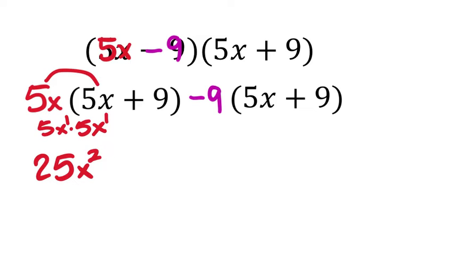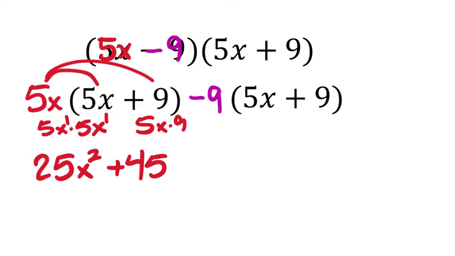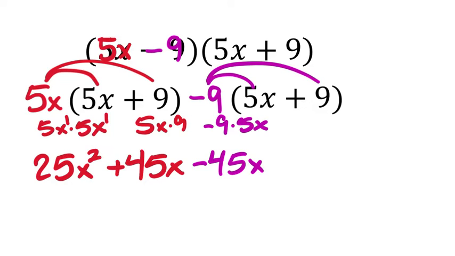And then we got 5x times 9. So 5 times 9 would be positive 45, and then there's only the one x there, so just keep it. Okay, well, negative 9 times 5x, that'd be negative 45x. And then negative 9 times 9, it's positive 9, that'd be negative 81.